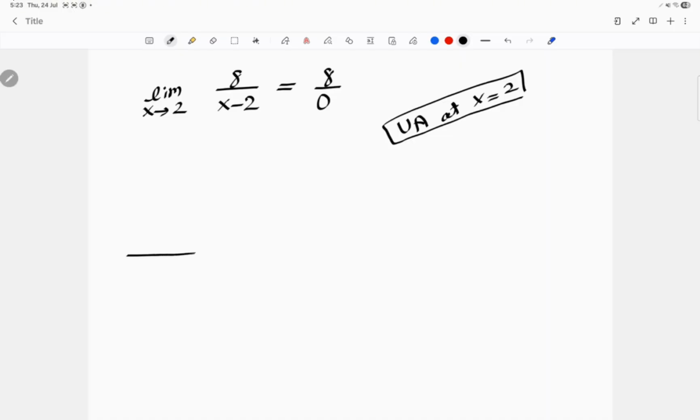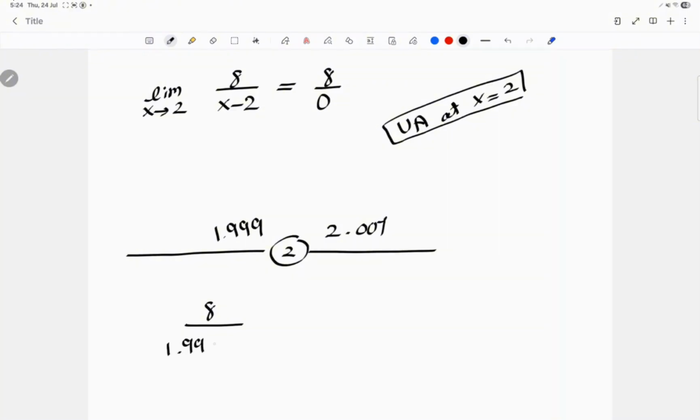How? This is x of 2. Think of a number that's very close to 2 from the left: 1.999. Think of a number that's very close to 2 from the right: 2.001. Now, let's plug in. So we're going to have 8 over 1.999 minus 2 versus 8 over 2.001 minus 2.